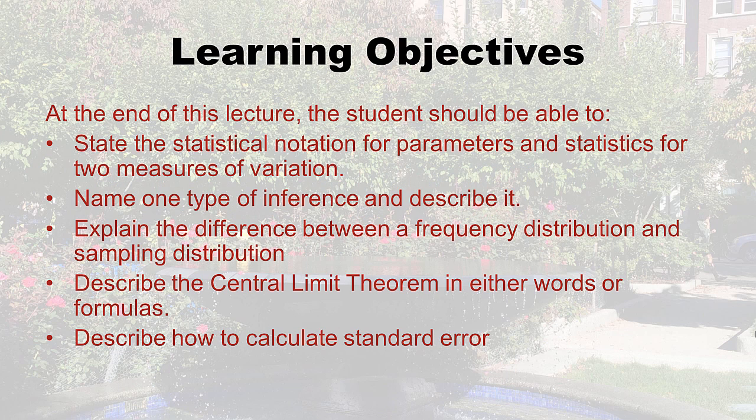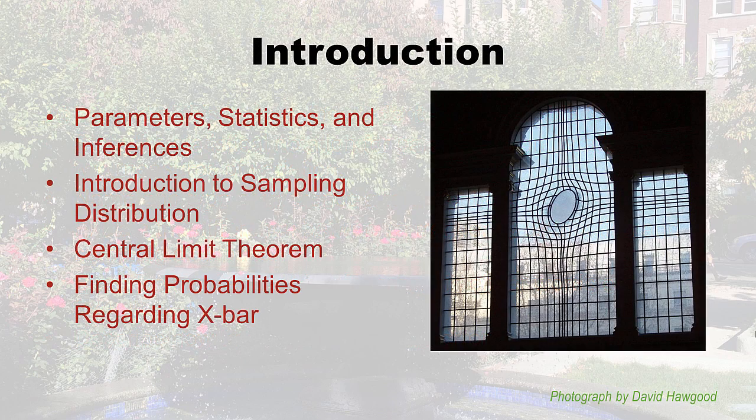So at the end of this lecture, you should be able to state the statistical notation for parameters and statistics for two measures of variation, name one type of inference and describe it, explain the difference between a frequency distribution and a sampling distribution, describe the central limit theorem in either words or formulas, and also describe how to calculate the standard error. So here's your introduction to this lecture.